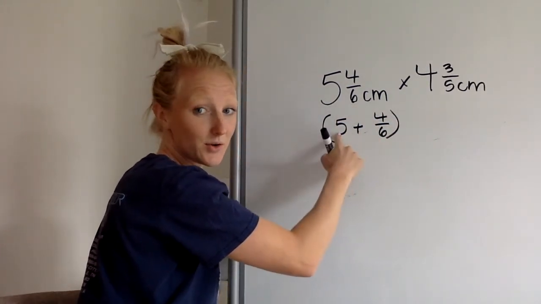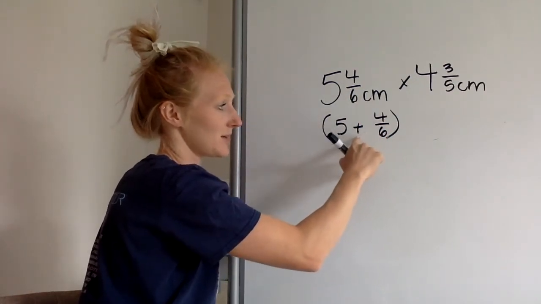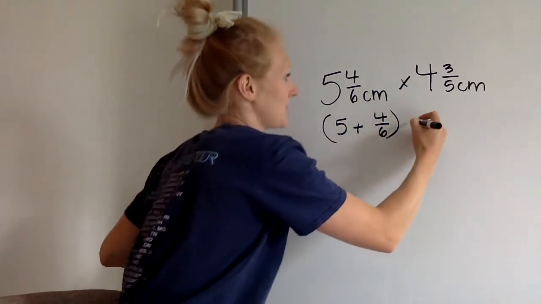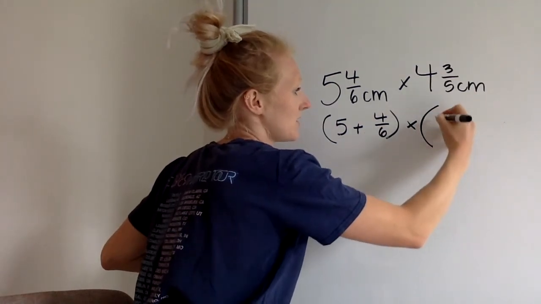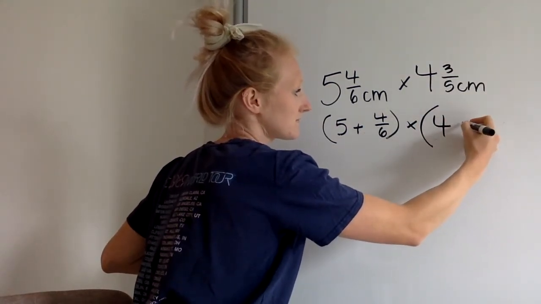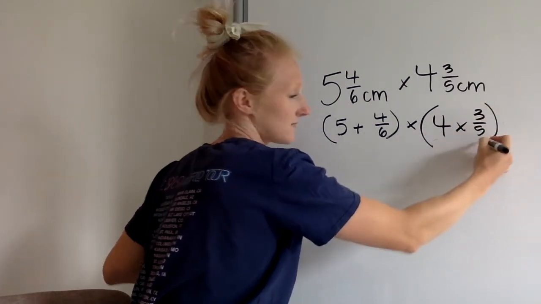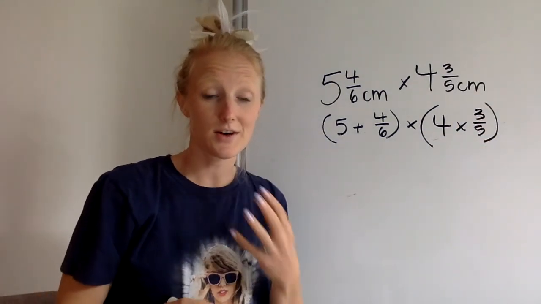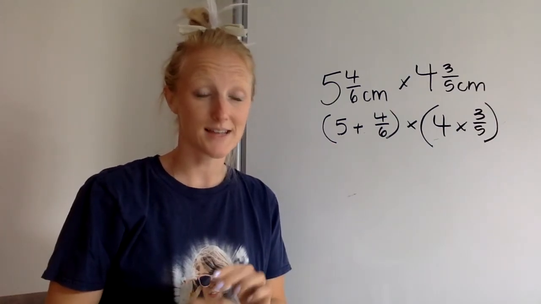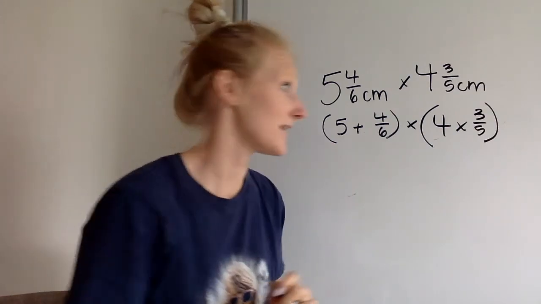See how that's still the whole number and the fraction? I just separated them by putting a plus sign, okay? And then I'm going to do times 4 wholes times 3/5. Okay, if you're solving it this way, it's just like the area model, and here's why.